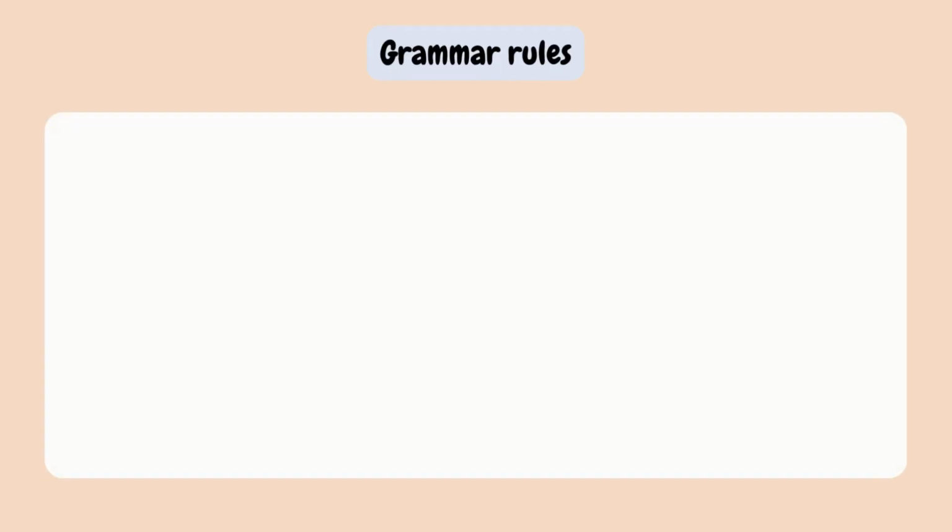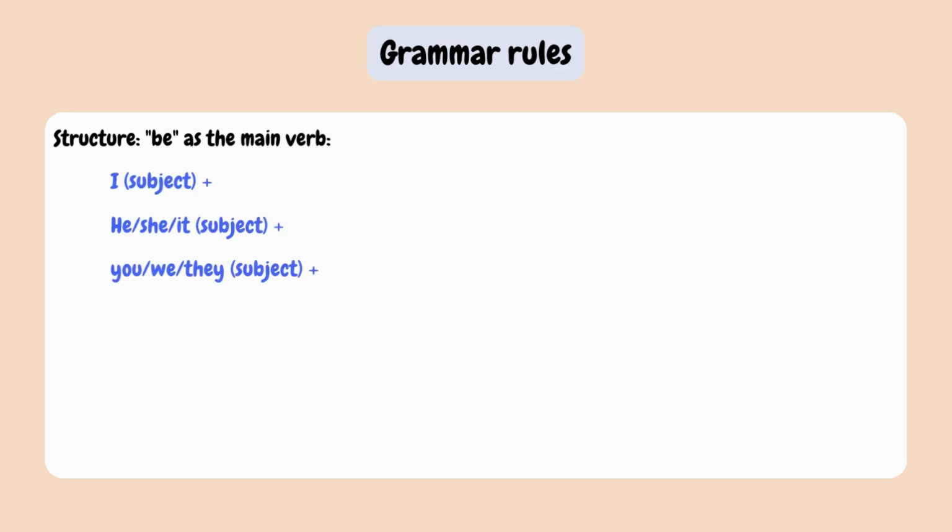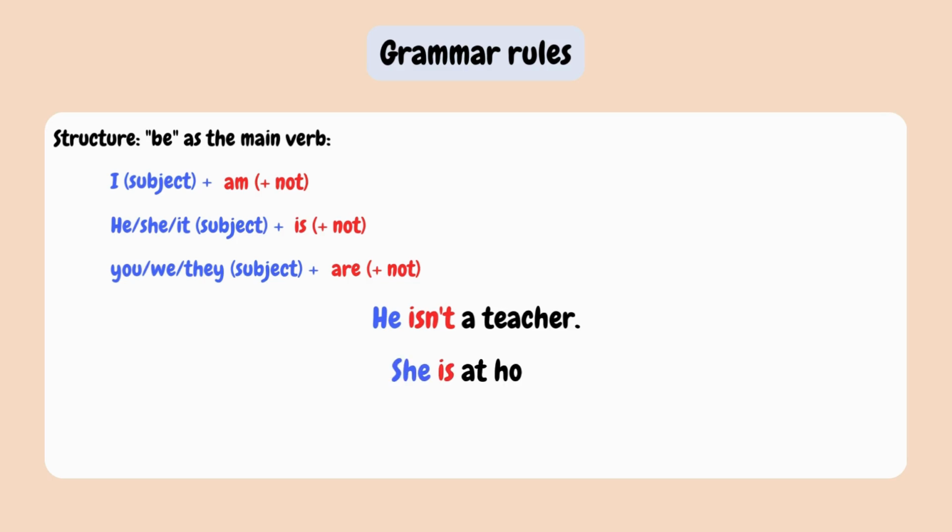The present simple with be has a unique structure compared to other verbs because be doesn't use auxiliary verbs like do or does. For example, he isn't a teacher. This is a negative sentence with be, so we use is not, contracted as isn't. Here, be is the main verb, not an action verb. She is at home. We aren't late. The verb be is irregular, so it requires specific forms depending on the subject.